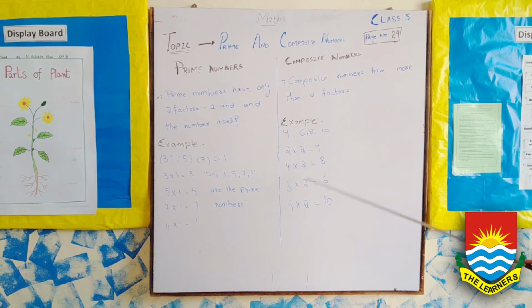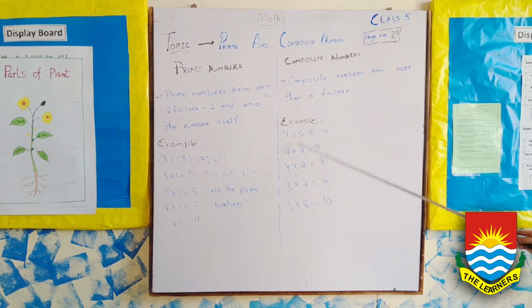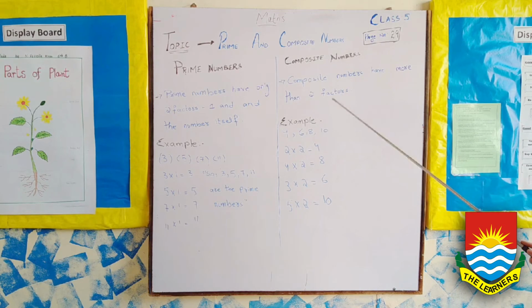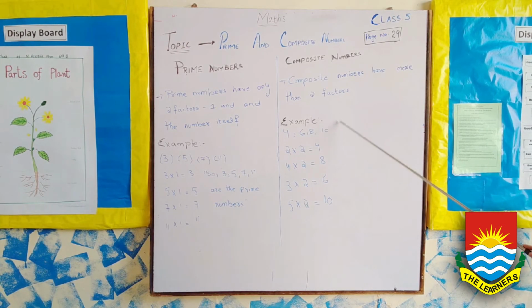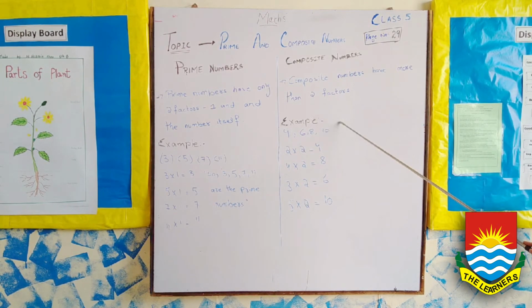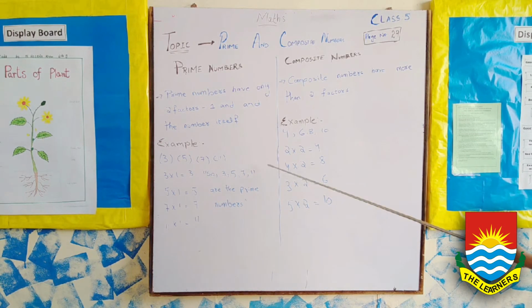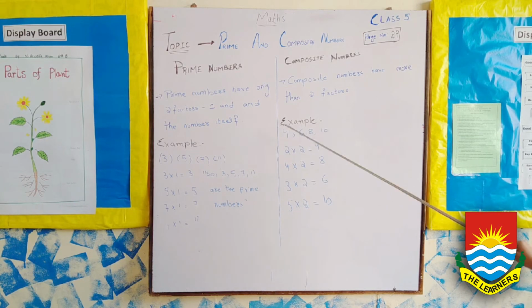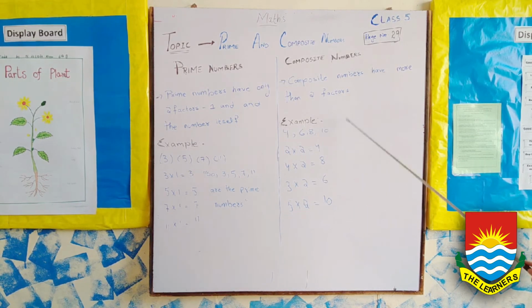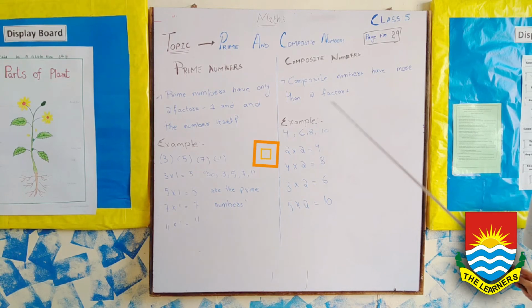As we know, 1 is neither a prime number nor a composite number. And 2 is the only even prime number.